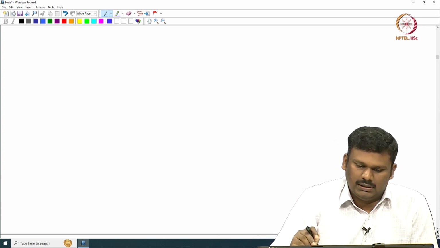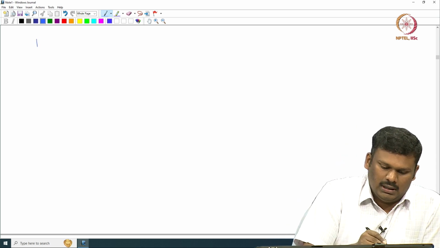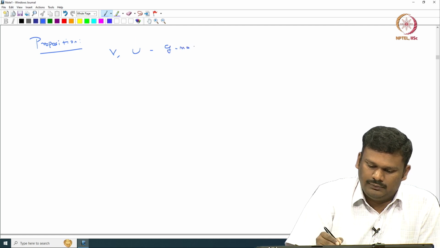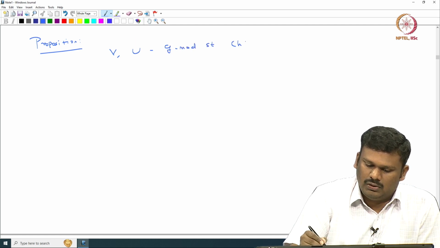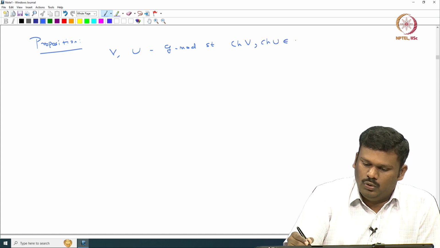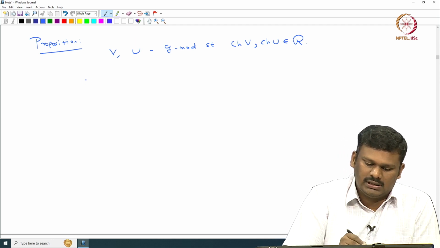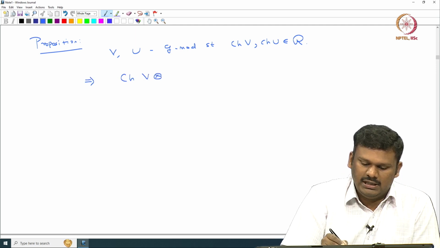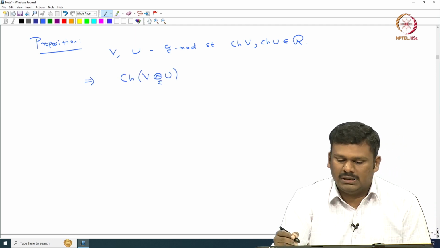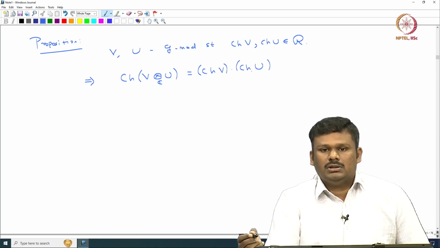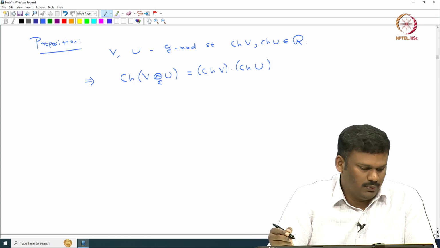So, now let us look at the character of the tensor products. Again we can make such a statement. Let us say V and U are G modules such that the character of V and the character of U are both inside your character ring. Then we have the character of the tensor product, again tensor over the complex numbers. This is going to be the product of the characters: the character of V times the character of U. This is what happens for the tensor product.